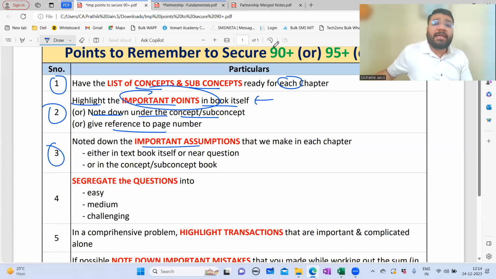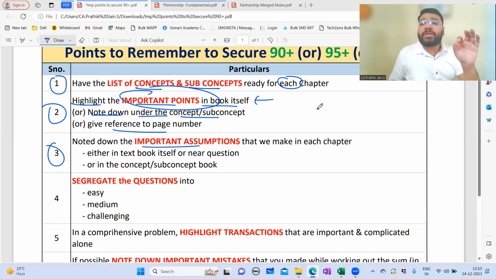Third, guys, at various places in multiple chapters, we have made important assumptions in the fundamentals topic. One example, if the question is silent with regard to the method of maintaining the capital account, what do we assume? Fluctuating capital method. Like that, at multiple places, we make many assumptions. One, two, three assumptions we can remember. When there are n number of assumptions, how will you keep them in your memory?